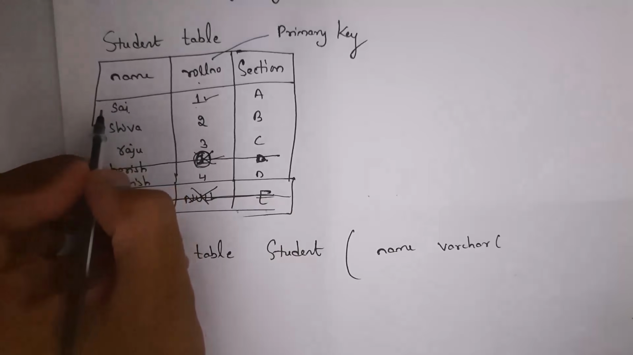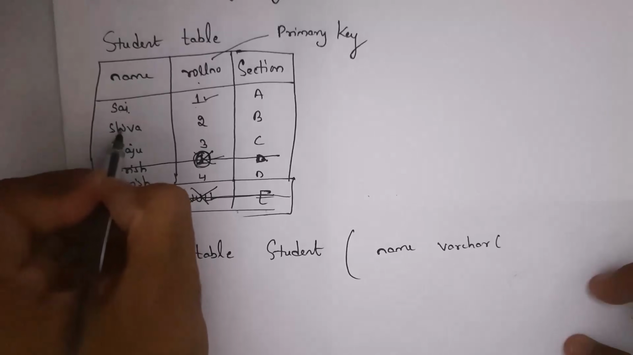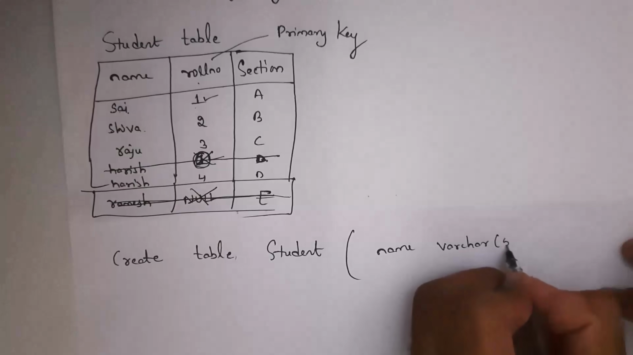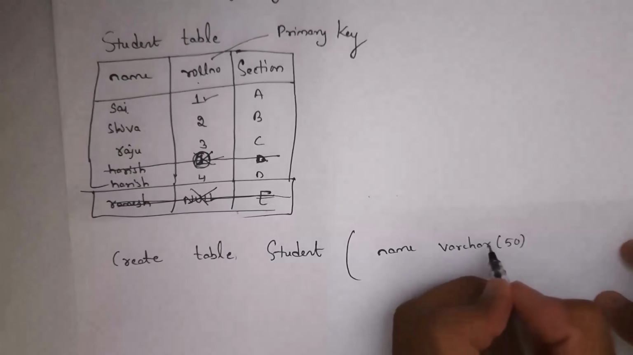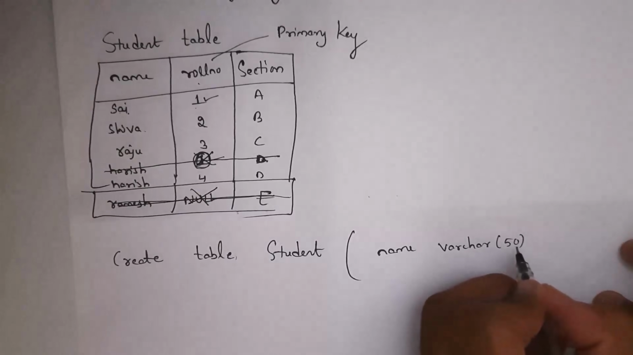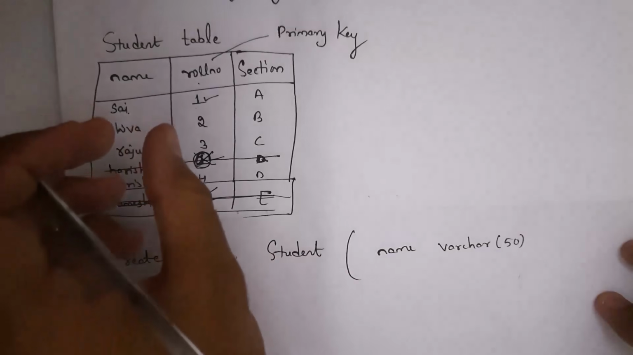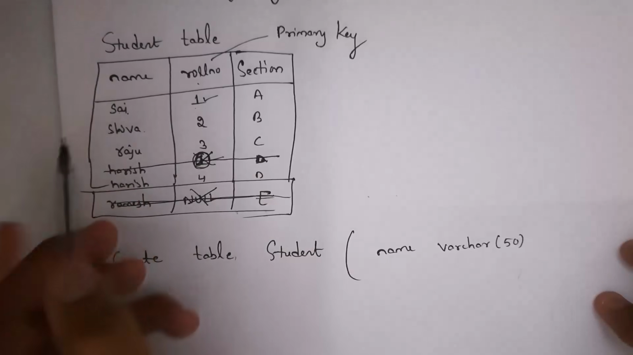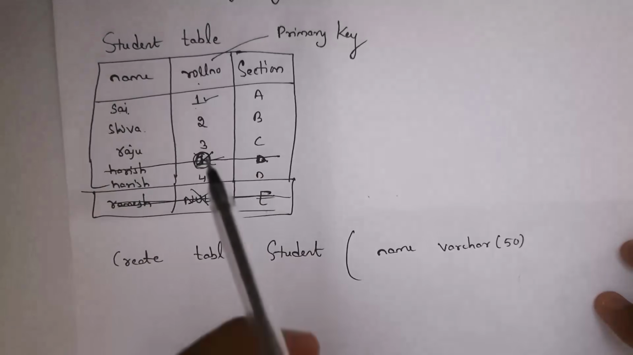Total there are 3 characters. For Shiva, 1, 2, 3, 4, 5, total 5 characters. Here I want to give a limit, that is 50. I wrote varchar, and inside brackets I wrote 50, this is nothing but the size. Each name will support up to 50 characters. Sai 3 characters, Shiva 5 characters, like that each name will support up to 50 characters.